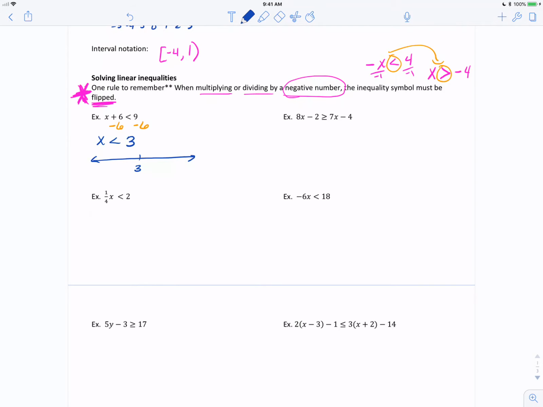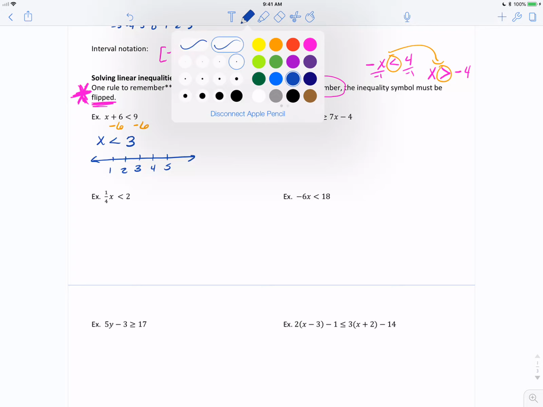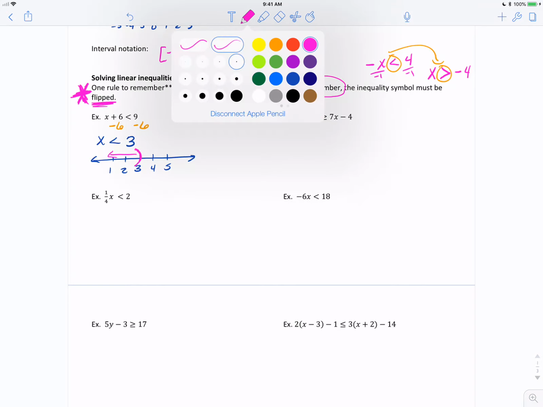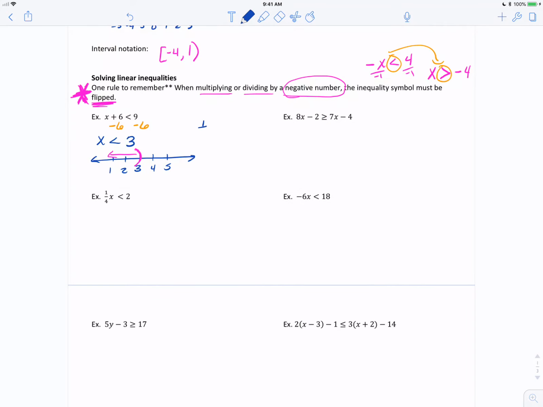Here's my critical value 3. Here's 4, 5, 2, 1. X is less than 3, not equal to, so that's a parenthesis going this way. We're going to write that in interval notation. I'm going to put interval notation, IN, right here. That's going from -infinity, always parenthesis, up to 3, parenthesis, because that's not included.